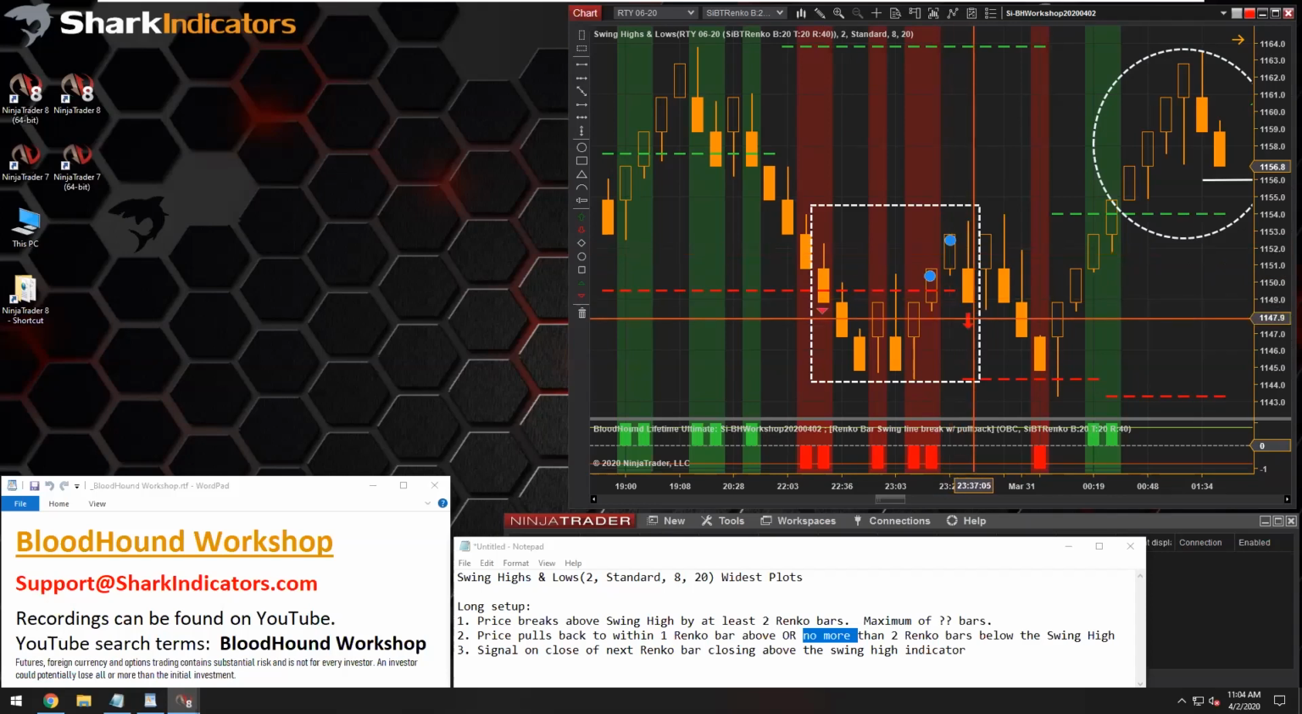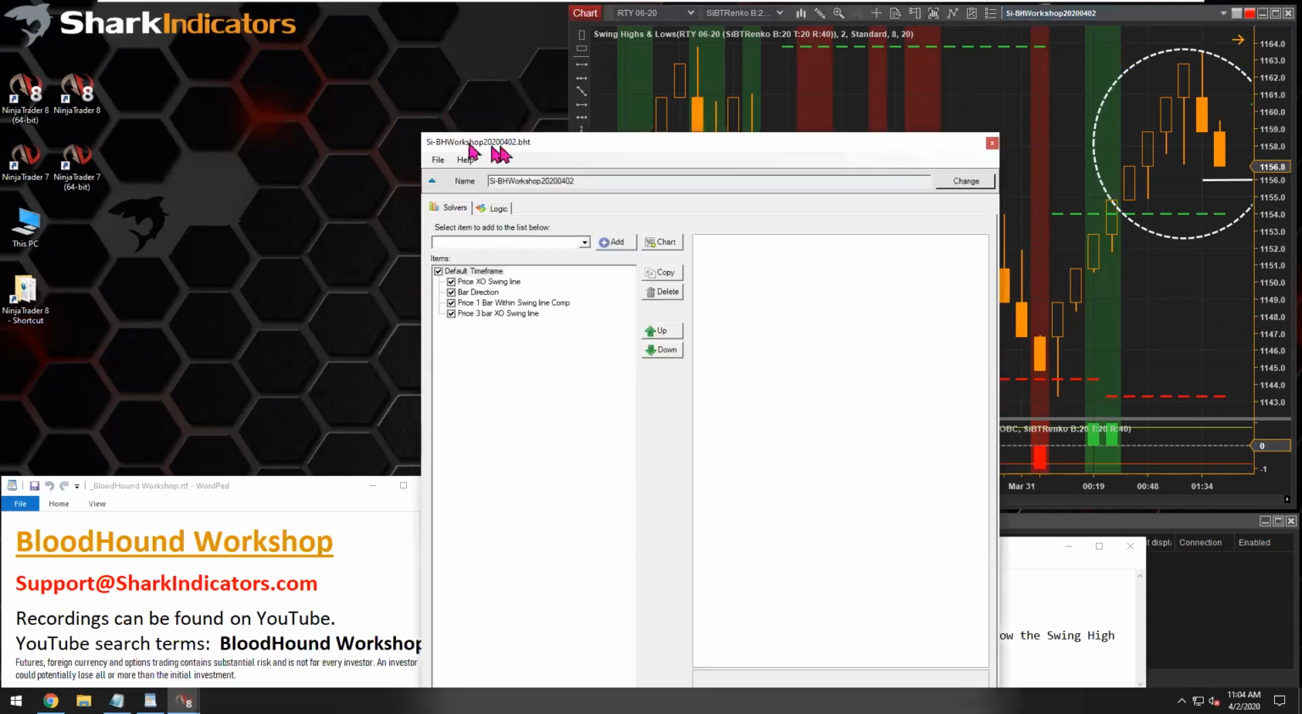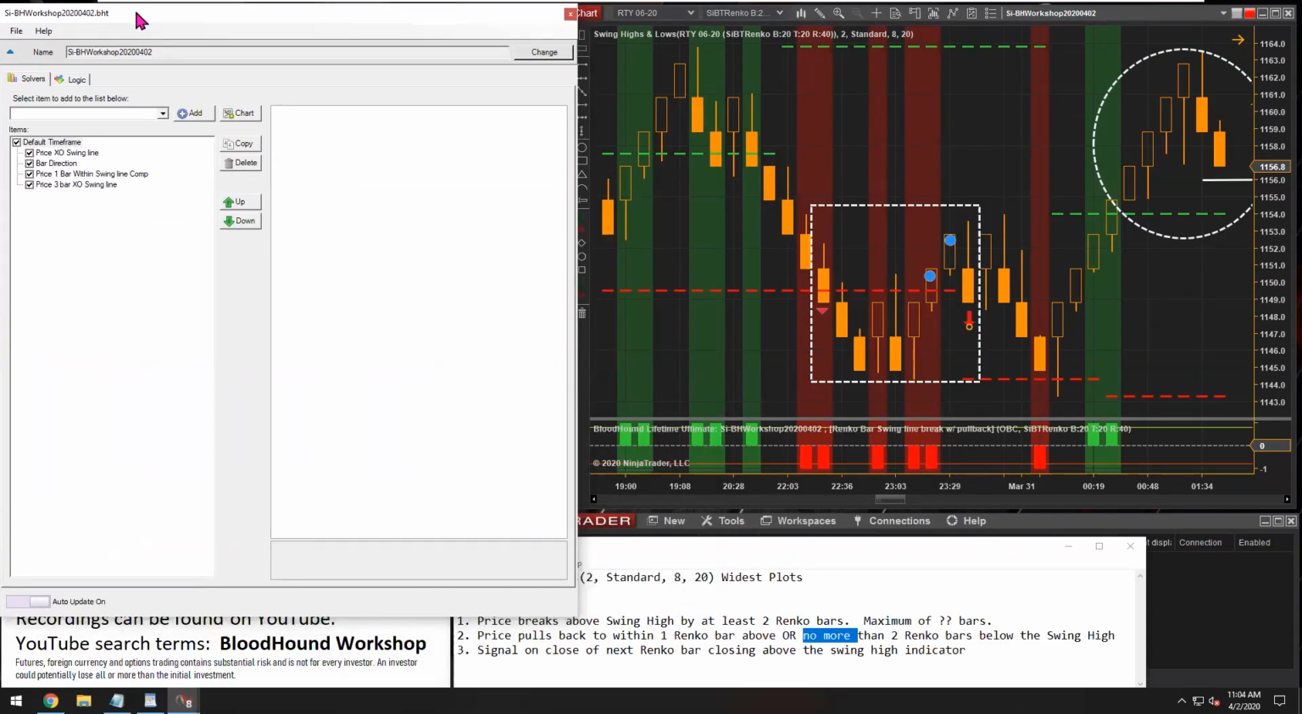And then we want the signal on the reversal bar there. Yeah, so there's our 2-bar pullback here. And so let's get BloodHound back open.